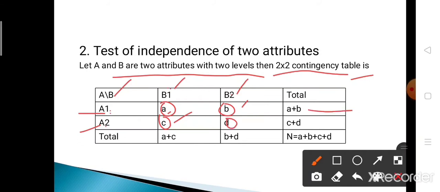Here is the total of the row, that is the total of the values a plus b. This is the total of the values c plus d. Here the column totals are a plus c and b plus d. And capital N means the sum of all the cell values, a plus b plus c plus d.